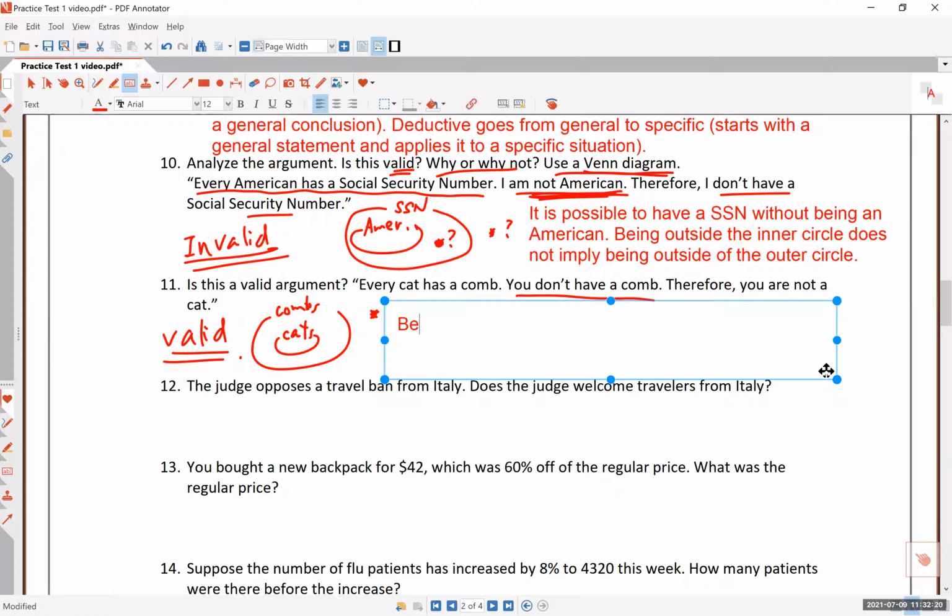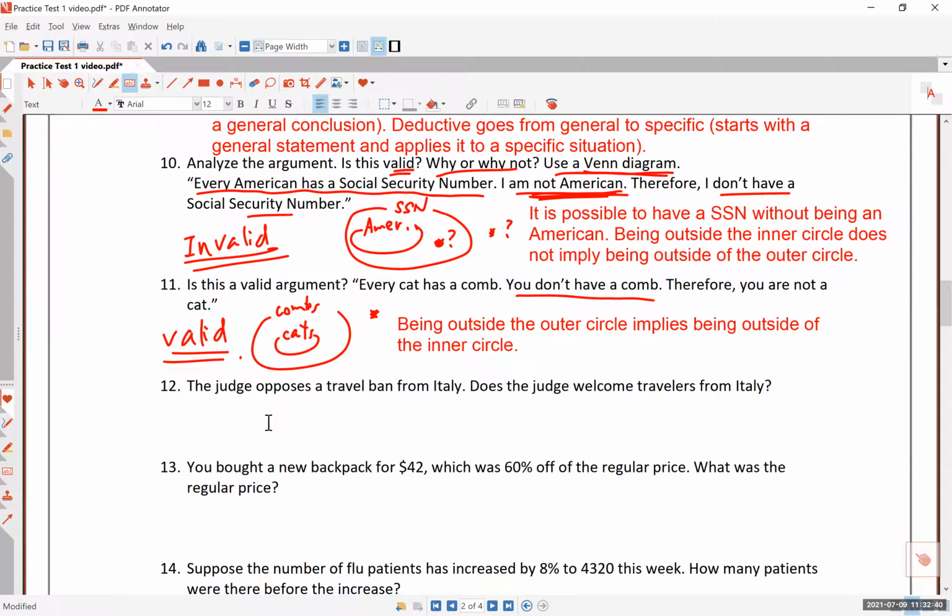Being outside the outer circle in the Venn diagram implies being outside of the inner circle. You have to be, okay? There's no chance that you can be inside of the inner circle if you're outside of the outer circle. Right. Okay, number 12. The judge opposes, ooh, that's a hard one.